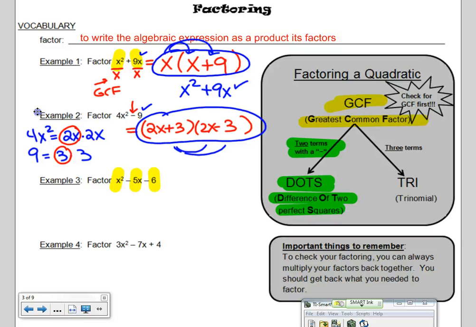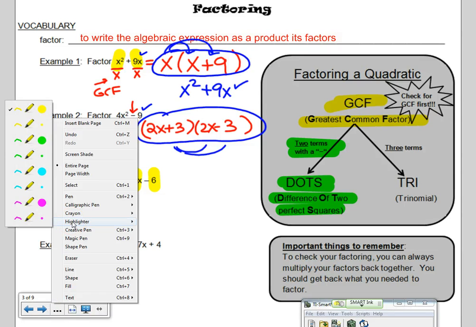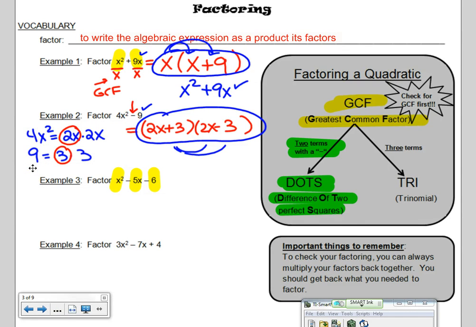It clearly doesn't have 2 terms. It has 3 terms. So if it's not a GCF and it's not a DOTS, then it's a trinomial type. Trinomial, tri for short, means 3 terms. And when it has 3 terms, there are 2 types.